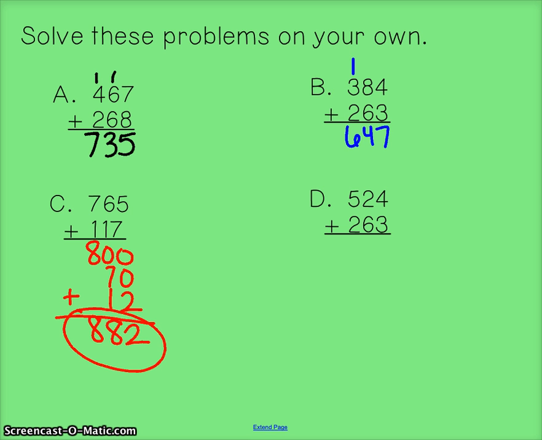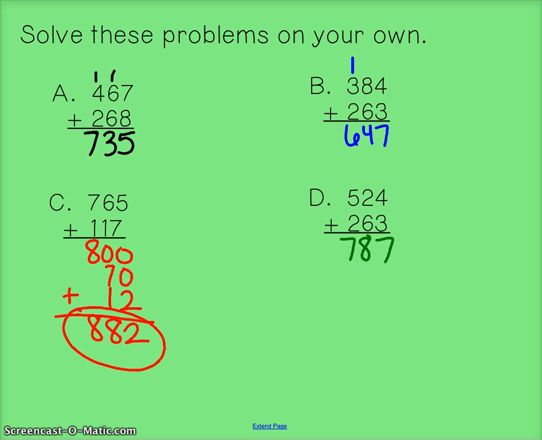All right, for letter D, it's up to you. You can pick your favorite method, but it has to be one of these two, and you have to show your work either way. Go ahead. Pause the video now. Welcome back, math scholars. As you can see, for letter D, we have solved it. Our answer is 787. Making sure again that you got the same answer. If not, go back and try it again.